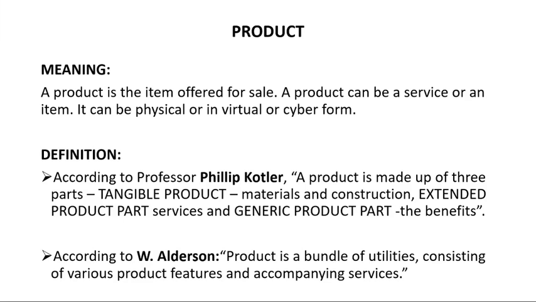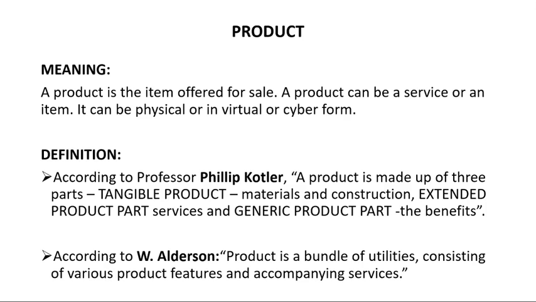A product is an item offered for sale. A product can be a service or an item. It can be physical or in virtual or cyber form. That is, anything that you buy by giving money for use, further use, can be considered as a product. So it can be virtual, that is through online mode, or an offline mode. Whichever way you buy or use it, we call that goods or service as product.